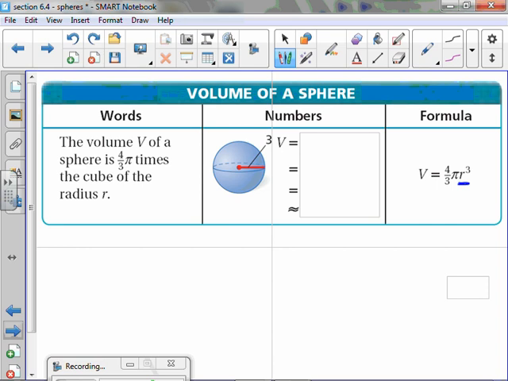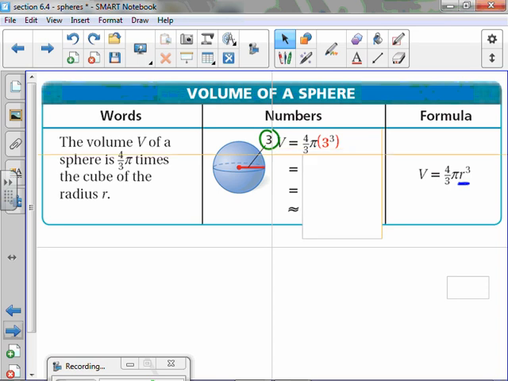Okay? So let's do this example that we have right here in numbers. We are given that the radius is 3. We don't know what the units are, but we'll just call them units. We know that the radius is 3, so I start with my formula: 4/3 pi times the radius, which is 3, and then that gets raised to the third power.